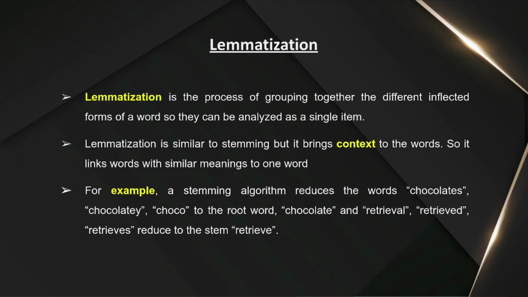Next step is lemmatization. It is the process of grouping together the different inflected forms of a word so that they can be analyzed as a single item. Lemmatization is similar to stemming, but it brings context to the words. So it links words with similar meanings to one word. For example, a stemming algorithm reduces the words chocolates, chocolatey, choco to the root word chocolate, and retrieval, retrieved, retrieves, reduced to the stem retrieve.